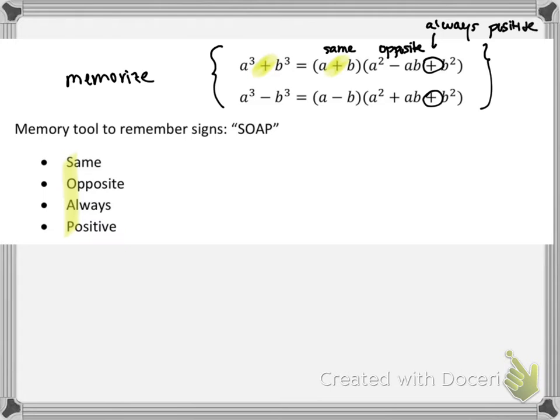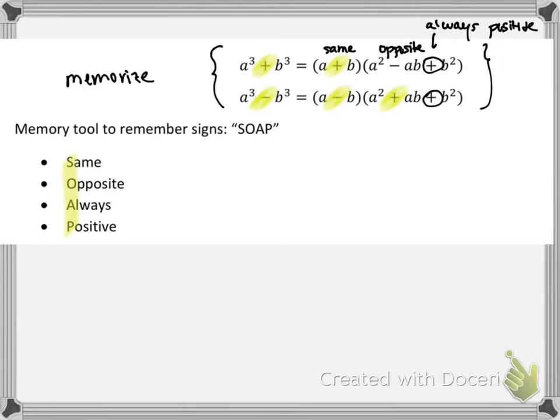Okay, so again, if I have a cubed minus b cubed, that's a minus b, so the first sign is negative. So that's the same. The second sign is positive, that's the opposite sign. And again, the last sign is always positive.